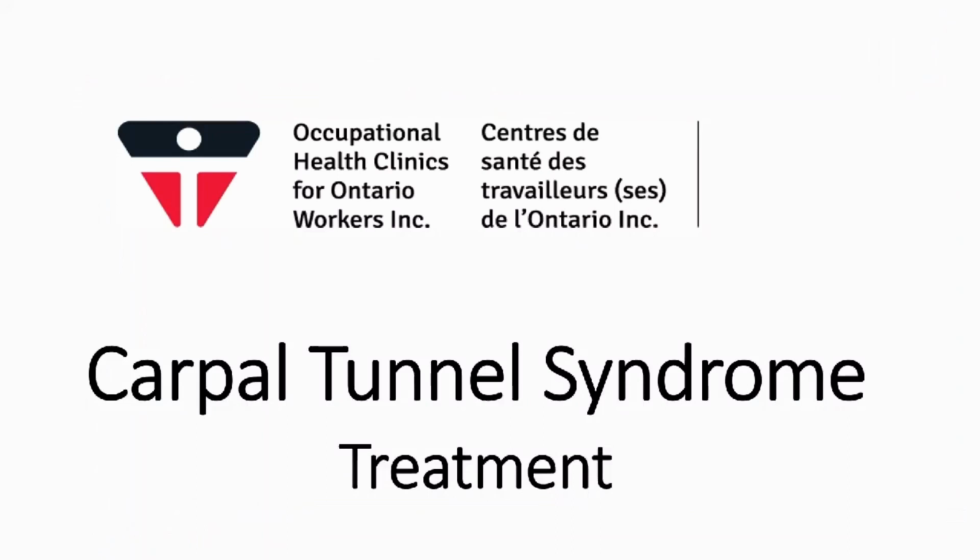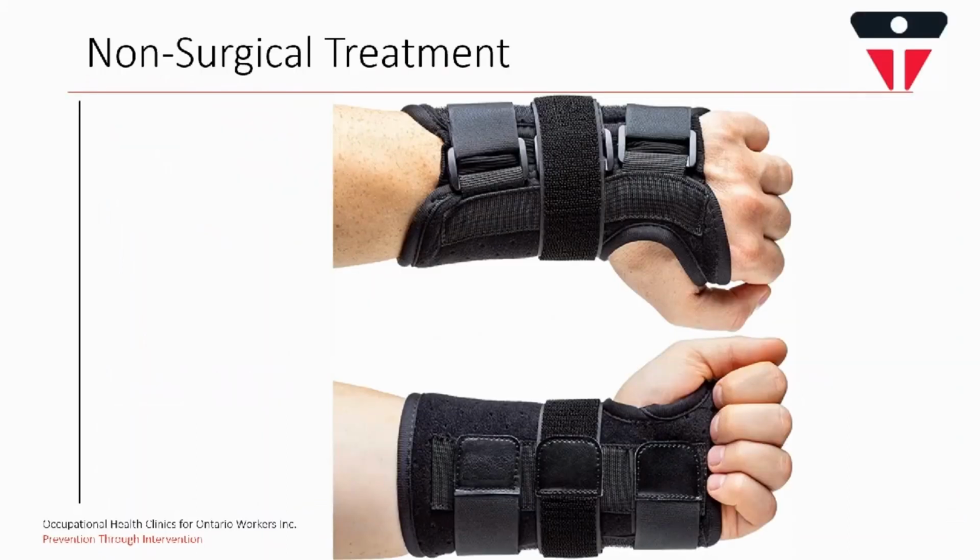Now, carpal tunnel, there's a number of non-surgical methods that can be used to treat carpal tunnel syndrome. The first being the use of wrist splints to hold your hand in a neutral position, especially at night. Mild pain medications or anti-inflammatories can be used.